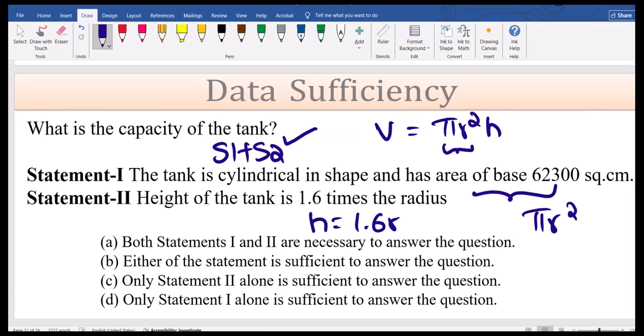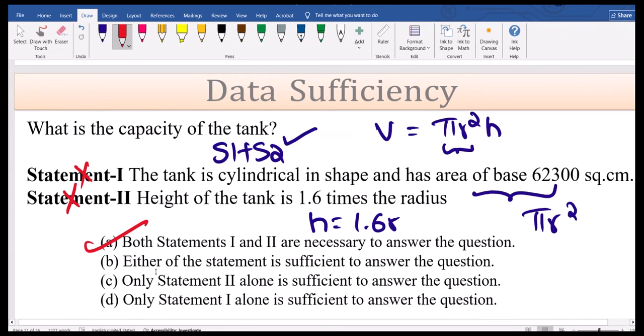Pi r square is there. From that, okay, h is not there, sir. Yes, h we can find indirectly. From pi r square calculate r. From r we can calculate h. So we can finally obtain this. So put together is okay. One alone not possible, two alone not possible. Both together we can answer. Clear? Shall I go for next?